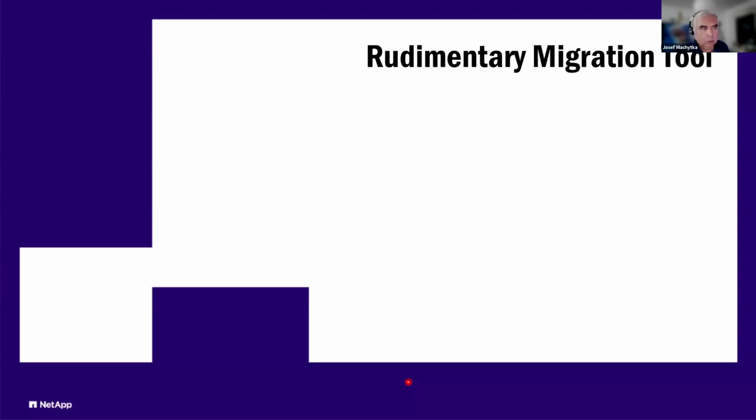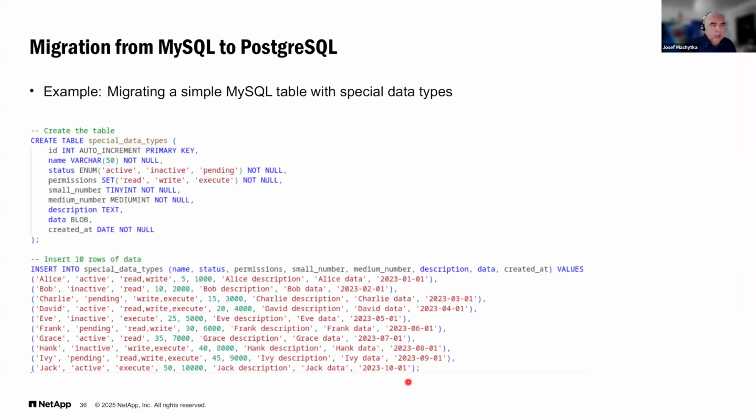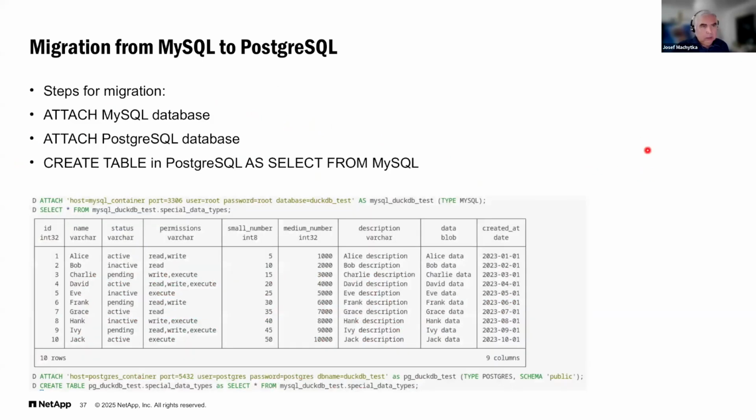And the last use case, which could be very useful for our daily work, is the usage of DuckDB as a rudimentary migration tool. It already has implementations of MySQL, Postgres, and SQLite connectors. So the first example is about migrating a simple table from MySQL into Postgres. I created this example, which uses some MySQL specific data types. I inserted data and migrated that table from MySQL to Postgres simply by attaching the MySQL database, attaching the Postgres database, and running create table in Postgres as select from the MySQL table.